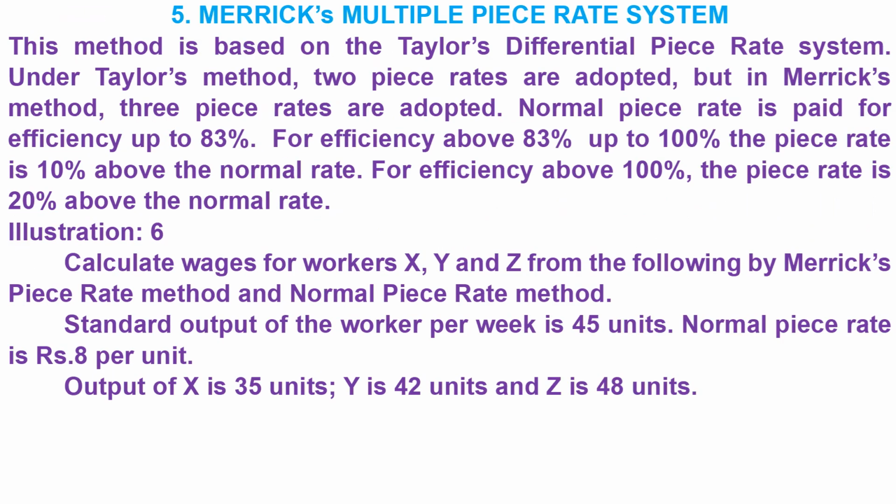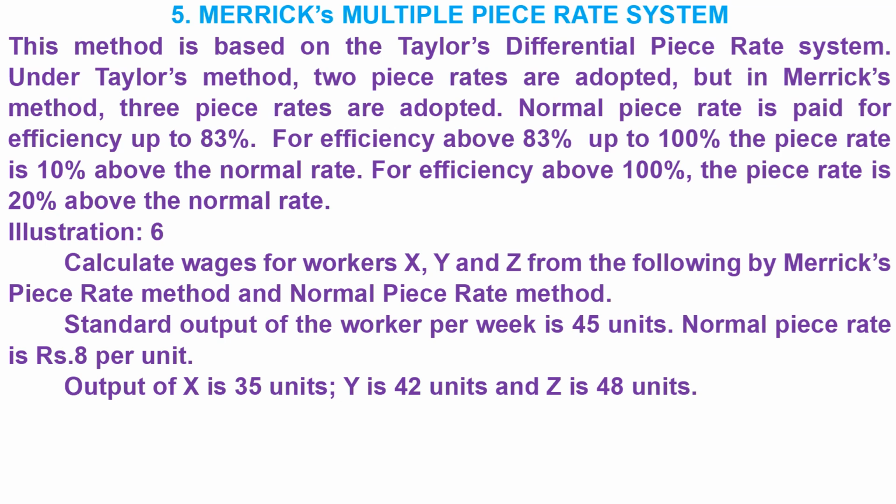5. Merrick's multiple piece rate system. This method is based on Taylor's differential piece rate system. Under Taylor's method, 2 piece rates are adopted, but in Merrick's method, 3 piece rates are adopted. Normal piece rate is paid for efficiency up to 83%. For efficiency above 83% up to 100%, the piece rate is 10% above the normal rate. For efficiency above 100%, the piece rate is 20% above the normal rate.